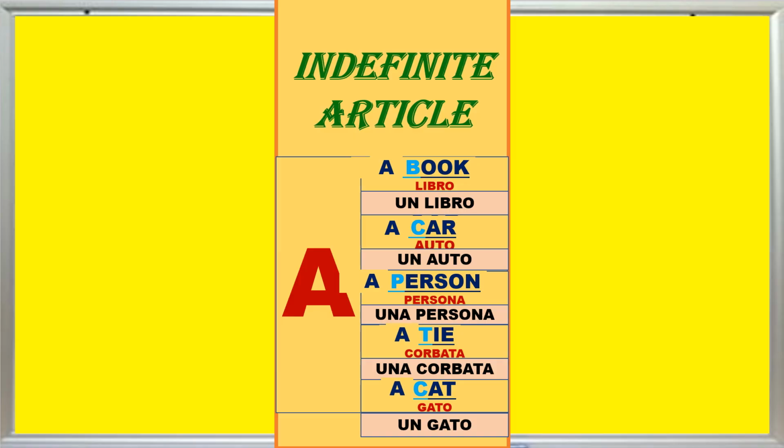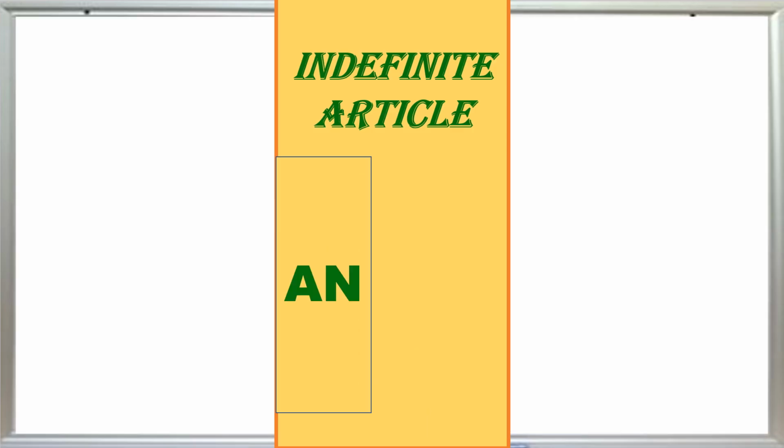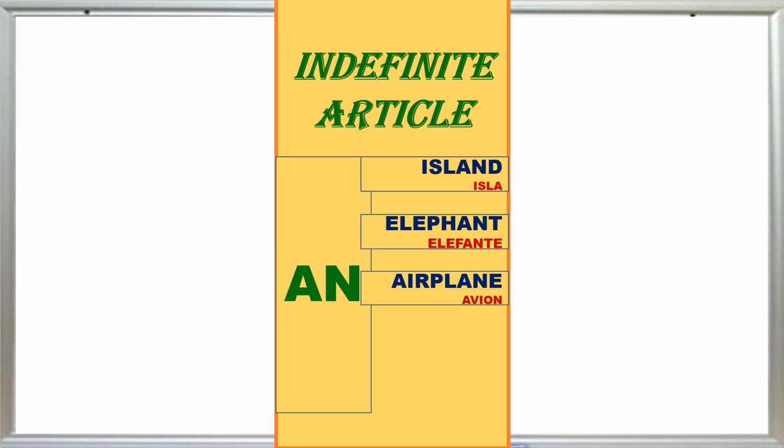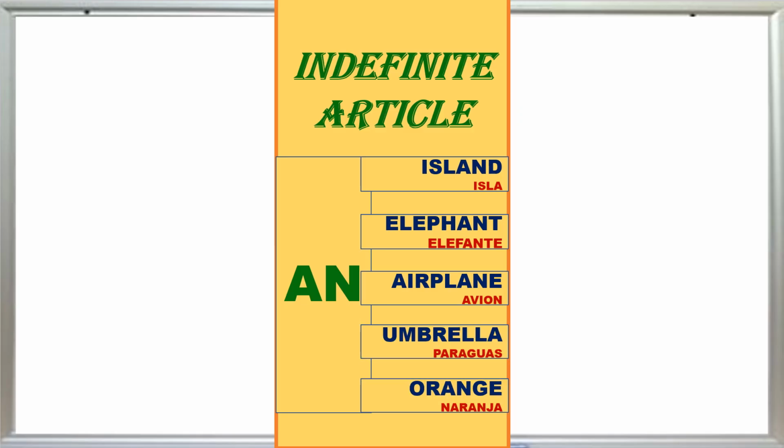Let's see how the indefinite article an works. After the indefinite article an, we should use words like this: island, elephant, airplane, umbrella, orange. These nouns start with a vowel. After using an, we use a vowel noun. For example, island, elephant, airplane, umbrella, and orange.